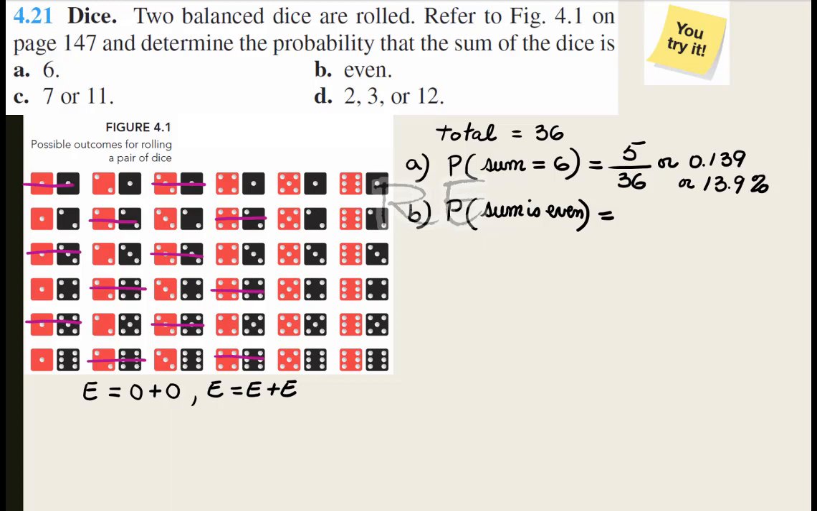So it's going to be half of 36, which is 18, divided by 36. And we can easily verify for this column is going to be 5 1, 5 3, 5 5. The last column, 6 2, 6 4, 6 6. 18 over 36 is 0.5, which is 50%.